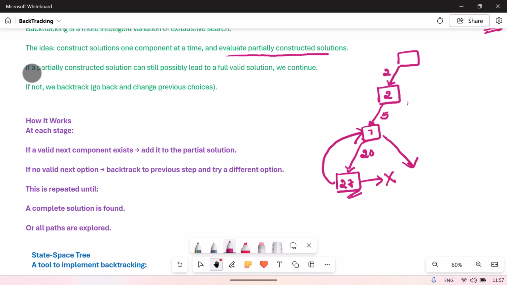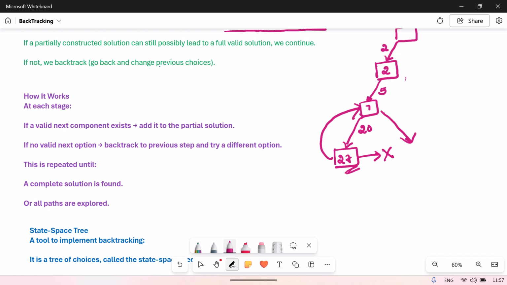I have also given how it works. If you read it, you should be able to understand. At each stage, if a valid next component exists, add it to the partial solution. If there is a step, and the next step is going to lead you to the solution, then it also becomes part of the solution. If the next option is not valid, backtrack to the previous step and try a different option.